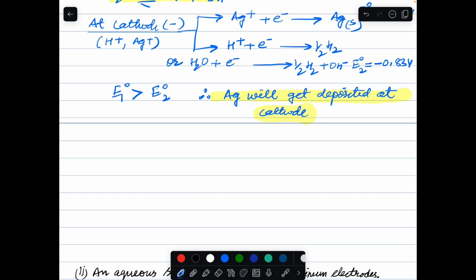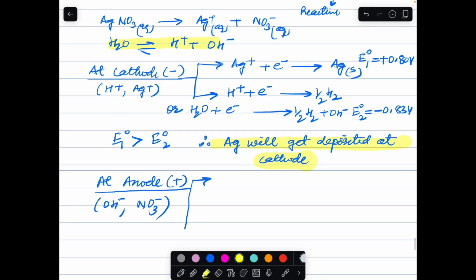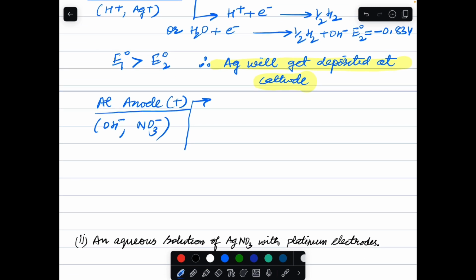Now we'll do the second part of the reaction at anode. Now anode is your positive electrode, connected to the positive terminal of the battery. Therefore, ions which will be attracted will be your OH minus ion and nitrate ion. Okay, now we will write down the reactions in each case. This is the reaction which will take place. Now your silver ion will be produced also in the medium by the oxidation of electrode, that is anode will itself dissolve to give you Ag plus plus electron.